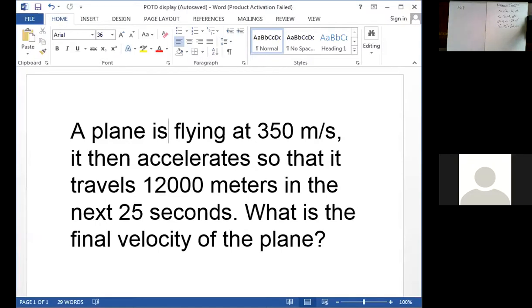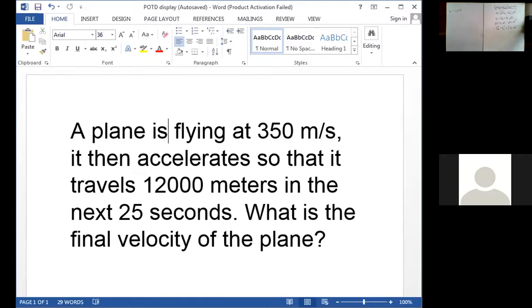Would that be initial? Yeah, that's the initial velocity, right? That's how fast it's going. And we can tell that because it's meters per second, right? Meters per second has to be a velocity. And that's the initial velocity because that's how fast it's going at the start of the problem. Okay, great.